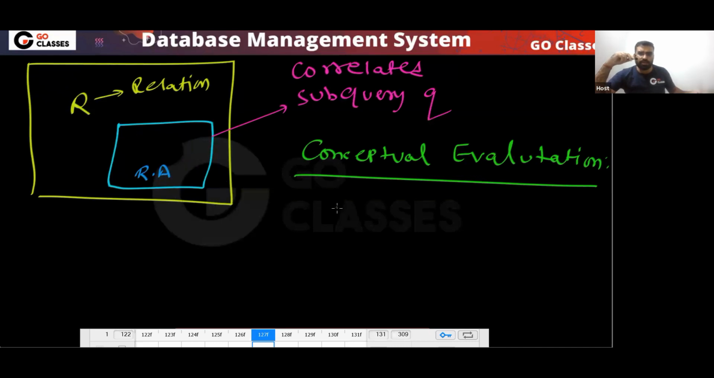Okay, here, what will happen? For every tuple of r, you will replace this r dot a. Then for t1, this t1 dot a you will put here, then you will compute. So basically, conceptual evaluation means what will happen? This will happen for every tuple of r.